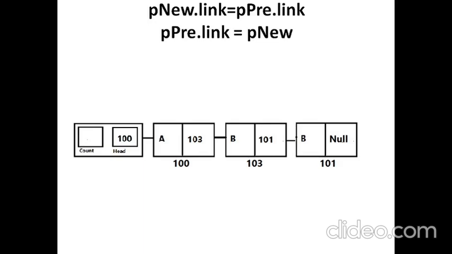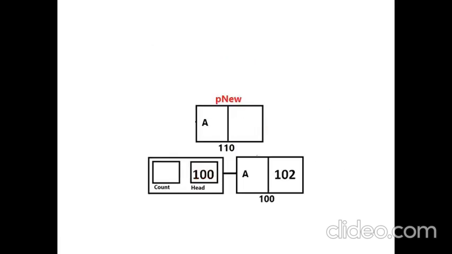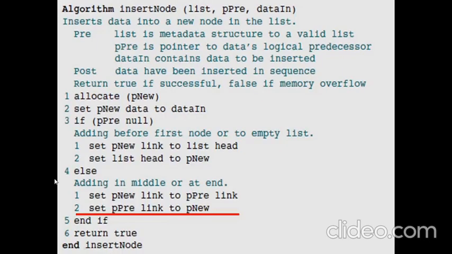But basically you have to just remember 4 lines. 2 lines or 2 statements for inserting at the beginning or at the empty list, and 2 for inserting at the middle or at the end. That will do the implementation in all the 4 cases. So this is the algorithm we have to follow for inserting a node into a linked list.